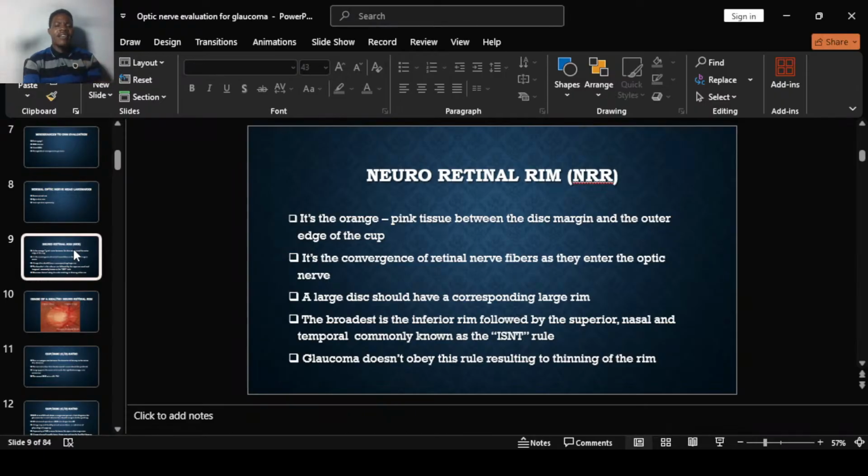But then, like I said earlier, there are other forms of neuropathies that also affect the optic nerve head. For instance, if you are seeing a result whereby the thinning begins at the temporal rim or the nasal rim, you know you are likely not dealing with glaucoma, because glaucoma will not follow this ISNT rule. So a thinning that begins from the temporal first, while the inferior and the superior are normal, we know it is likely not a glaucomatous case.